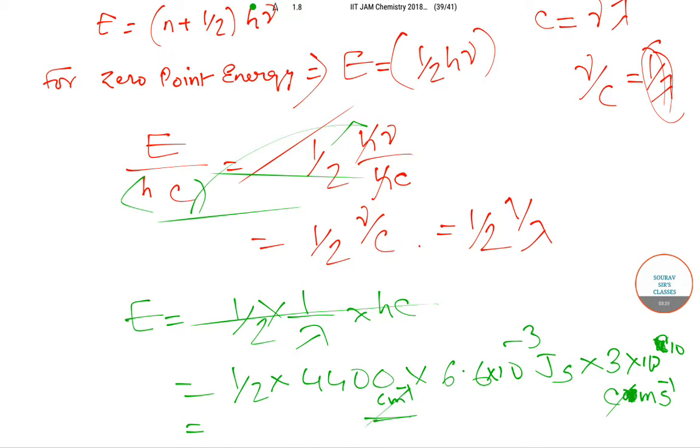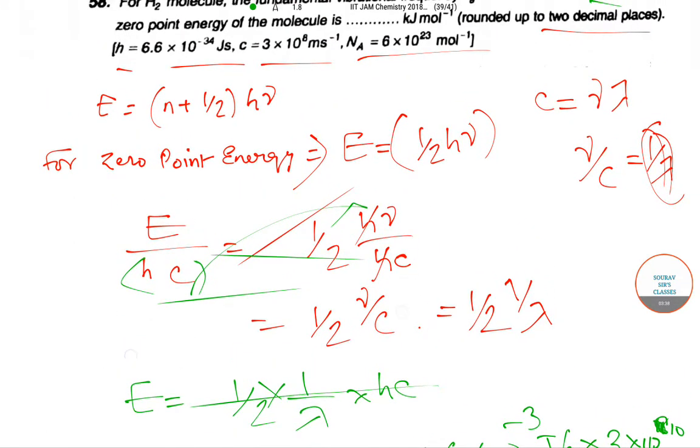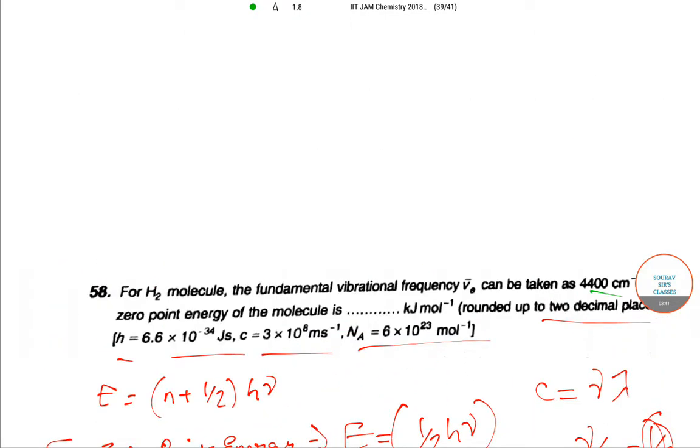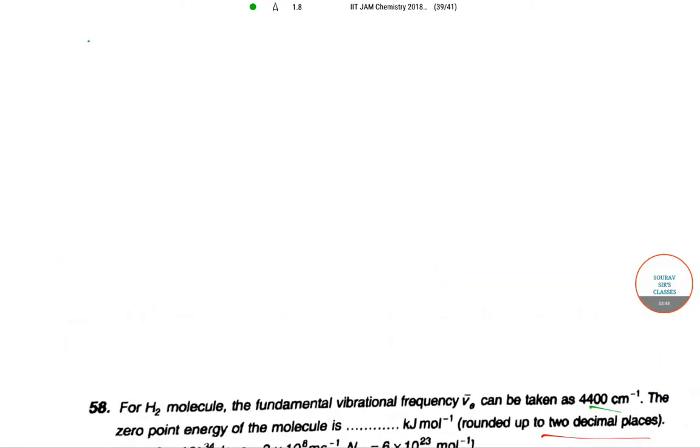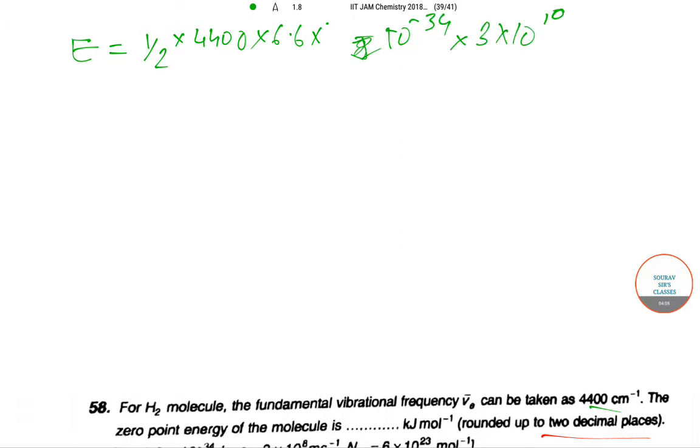This is joule seconds, and here we have second inverse, so this will also cancel. Subsequently we will be left with joule, so by comparing the units we can also say that we are progressing correctly. This will be in joules, and we had half into 4400 into 6.6 into 10 to the power minus 34, and the value of c was 3 into 10 to the power 10 in centimeters, so this is in joule total.